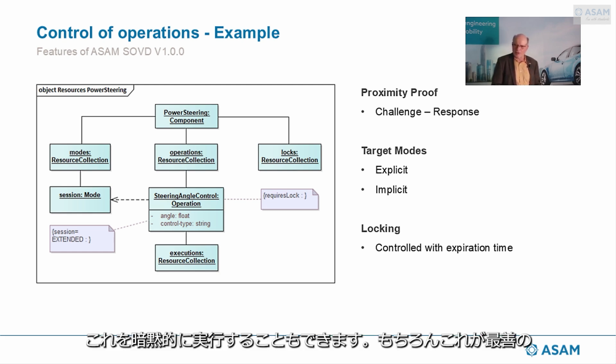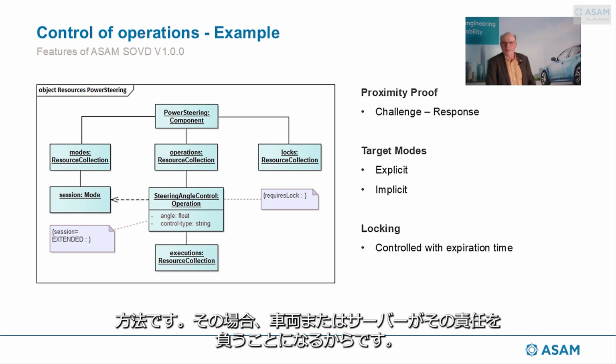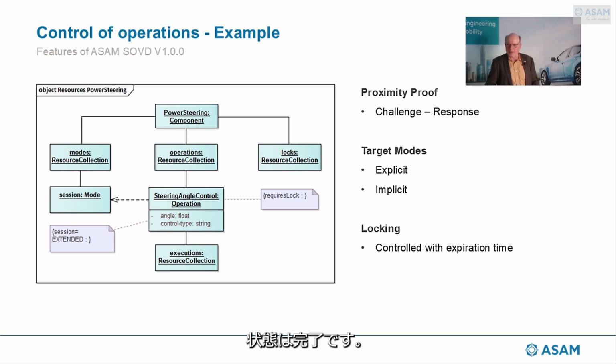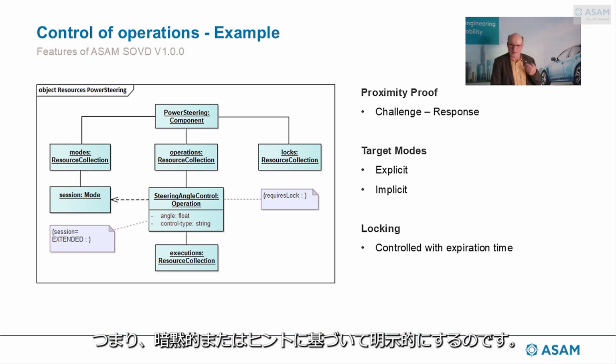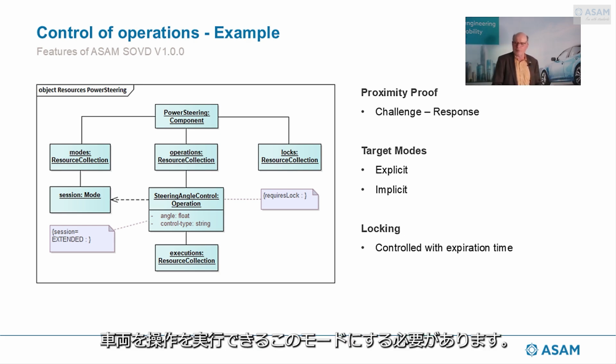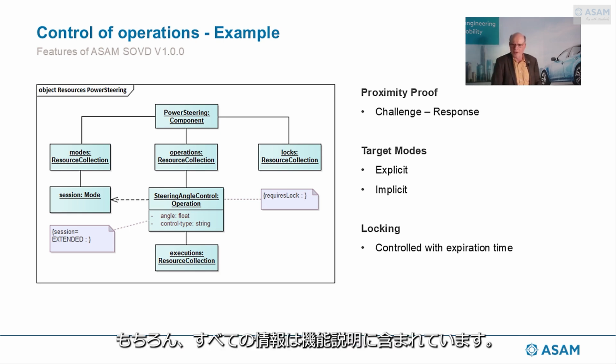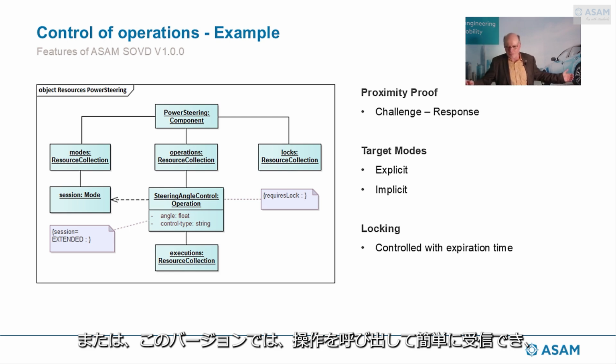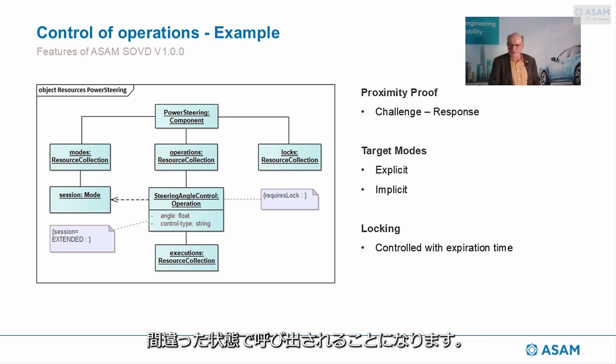We can do it implicit, which is of course the best way, because then the vehicle or the server is responsible that the state is complete. That is, we make it implicit or hint-based. Explicit: I make it step by step from outside, I have to bring the vehicle into this mode where the operation can be executed. All the information is of course contained in the capability description. Or the third version is you call the operation and simply receive an error because you're in the wrong state.